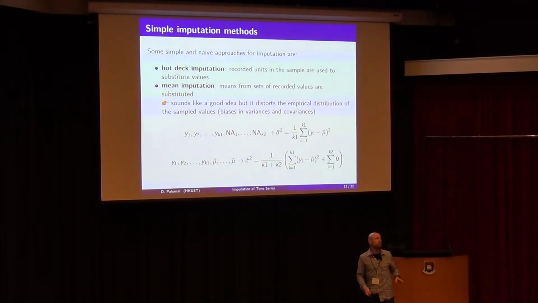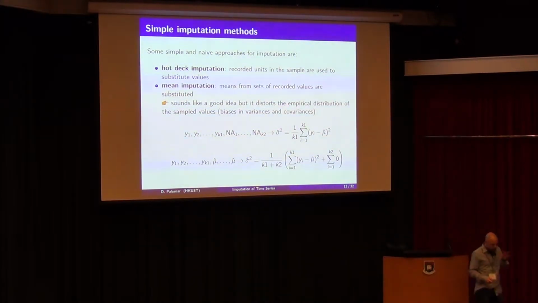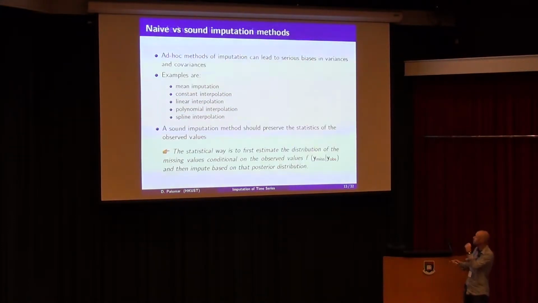So it's totally distorted. It's going to be underestimated. So you see, it's very dangerous. You can easily make mistakes when you do imputations. So this is really bad. It sounds like a good idea, but it's bad.